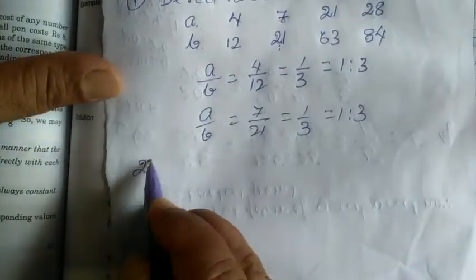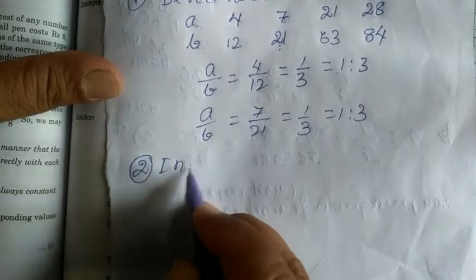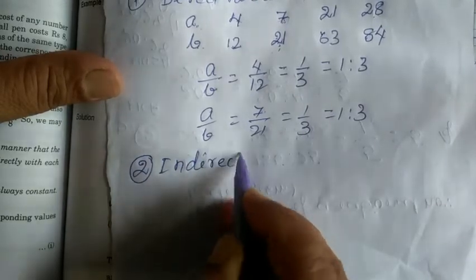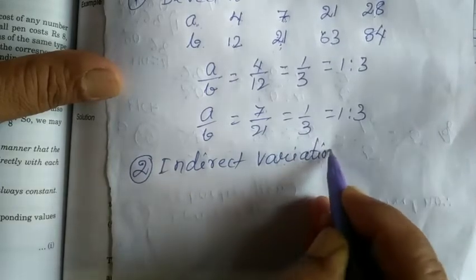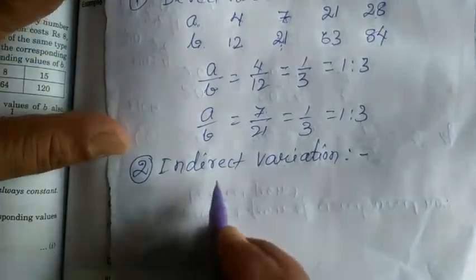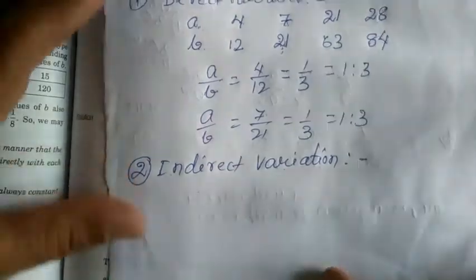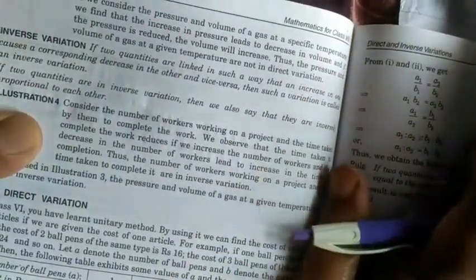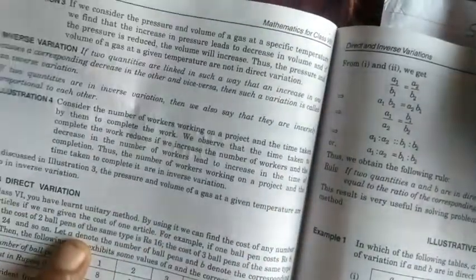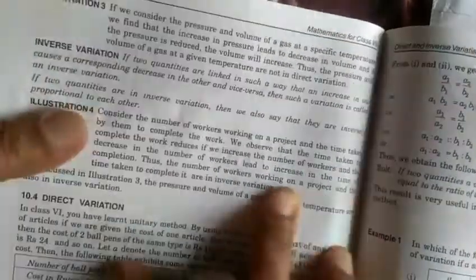Now compare direct variation with indirect variation. Here you will come to know about this point very clearly. Now see, in indirect variation, what happens? At first we have to know its definition, indirect variation or inverse variation. See the definition according to the book. It is written here. Now I am going to make it very clear.